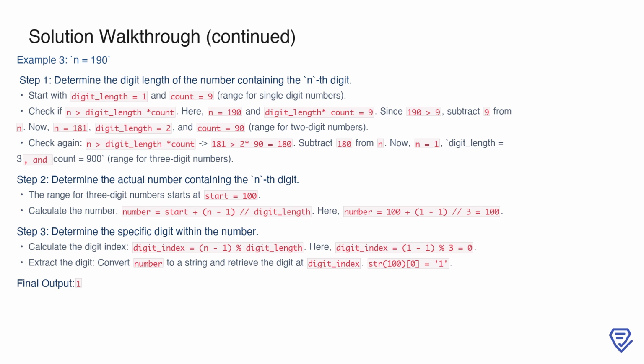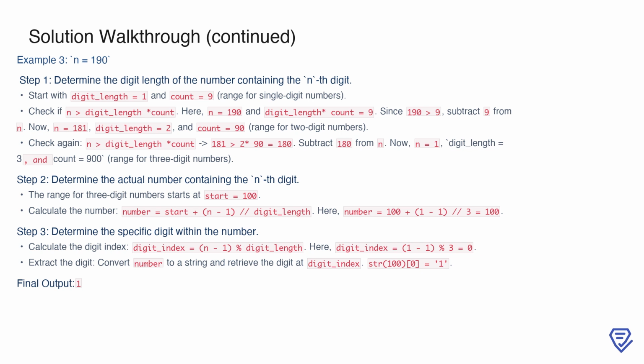With the digit length determined, we calculate the number that contains the first digit in this range. The range for 3-digit numbers starts at 100, so using the formula for the number, we calculate 100 plus (1 minus 1) divided by 3, which equals 100.